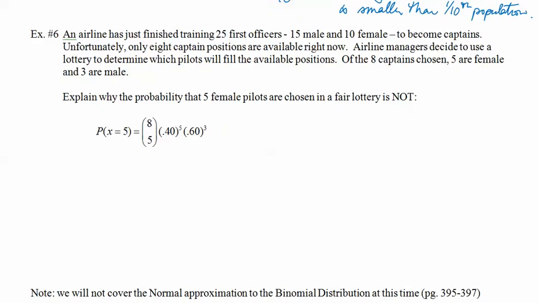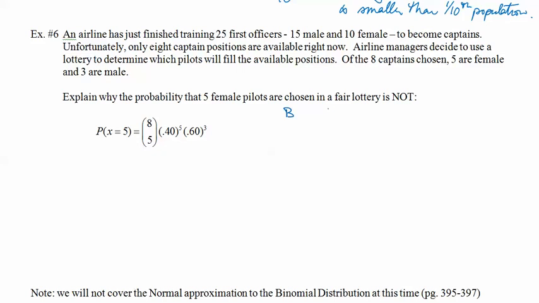All right, let's look at example number 6. And this is our last example on binomial distributions. An airline has just finished training 25 first officers, 15 male and 10 female, to become captains. Unfortunately, only 8 captain positions are available right now. Airline managers decide to use a lottery to determine which pilots will fill the available positions. Of the 8 captains chosen, 5 are female and 3 are male. Explain why the probability that 5 female pilots are chosen in a fair lottery is not equal to this.